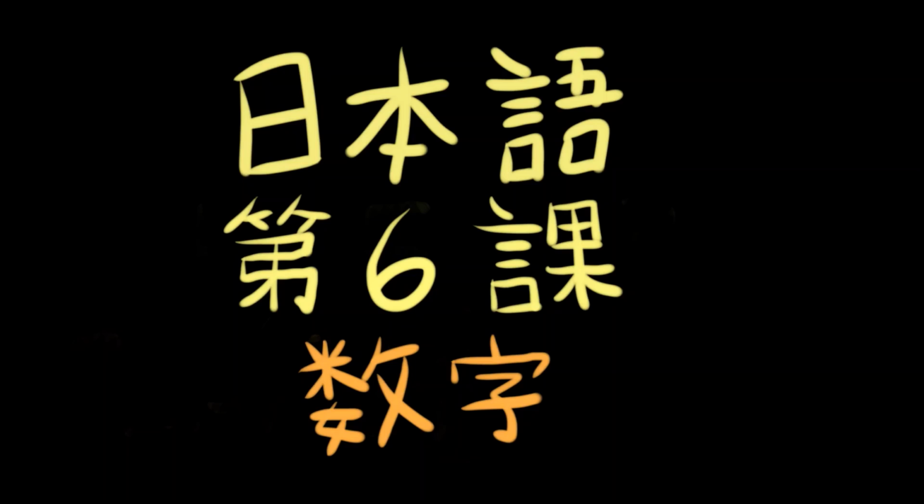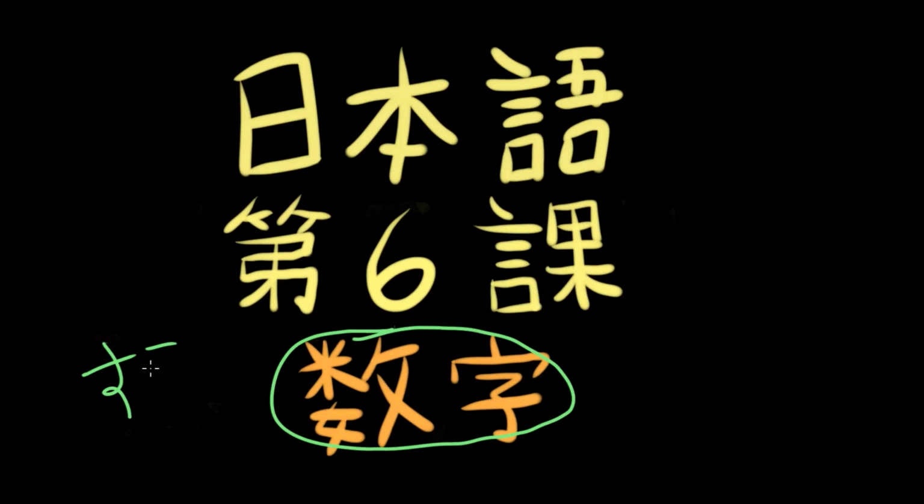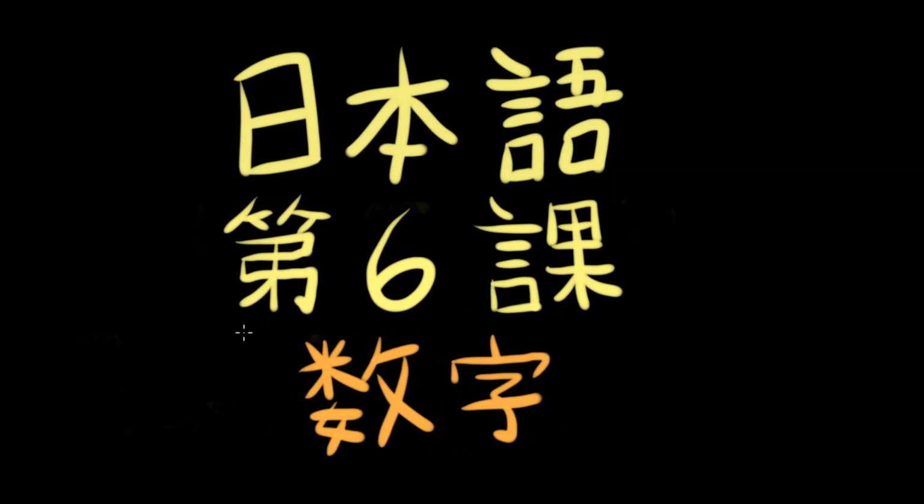This is my 6th Japanese lesson, and today we'll be talking about 数字. So these two kanji down here are the characters for 数字, and that just means numbers. So we'll be talking about numbers today. Okay, let's get started.